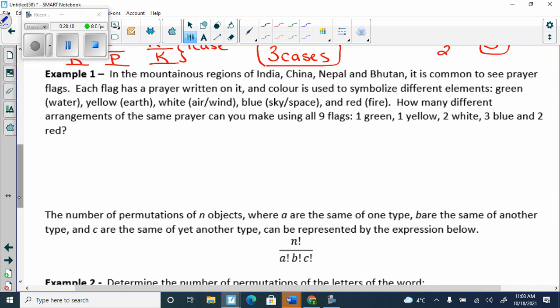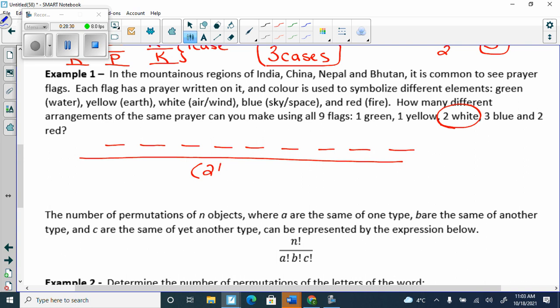So we have to use 9 flags. How many blanks are we going to do at the very least? 9. We know that, right? So we use all 9 flags. 1, 2, 3, 4, 5, 6, 7, 8, 9. And then it says there's 1 green, 1 yellow, 2 white. Can I tell the difference between these 2 white? No. Boom. 2 factorial. Thank you. And then 3 blue. 3 factorial as well. And then 2 red. 2 factorial.